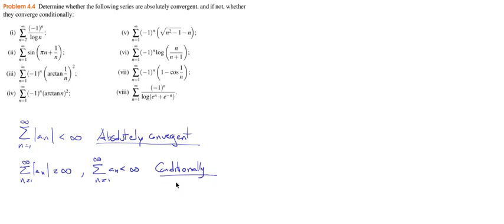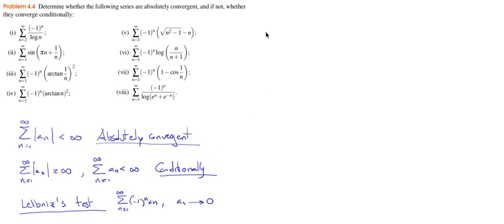And the way to check if this series is convergent is using the Leibniz test, which says that if we have a series of alternating terms, and a sub n is decreasing and goes to 0, then this series is convergent. So that's the Leibniz test. We're going to use these two definitions and the Leibniz test to solve this problem.